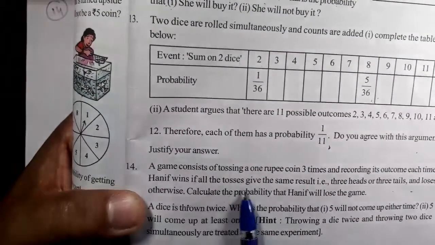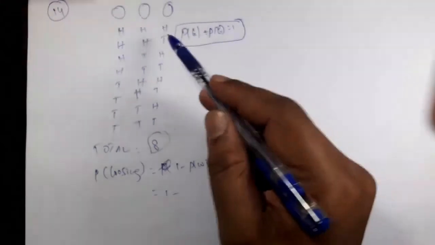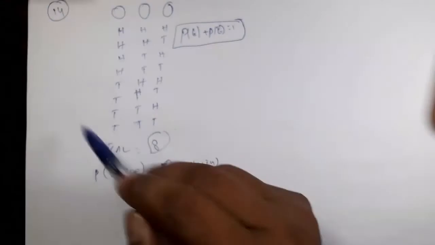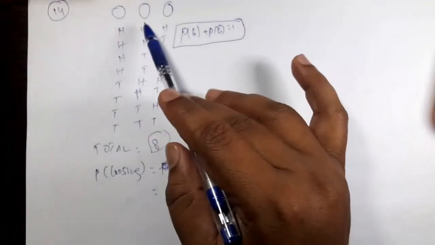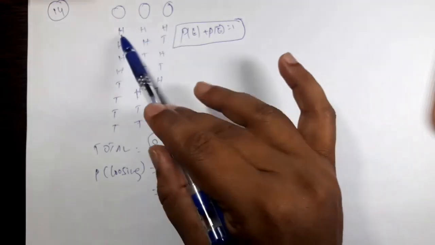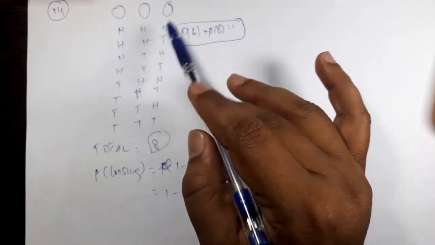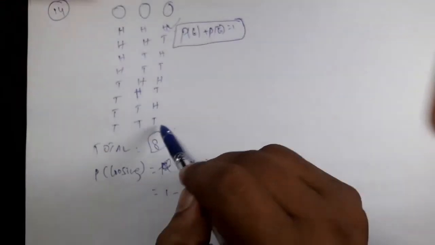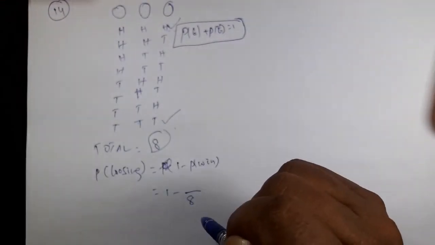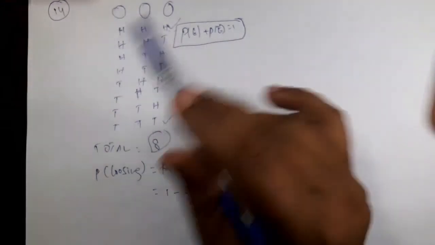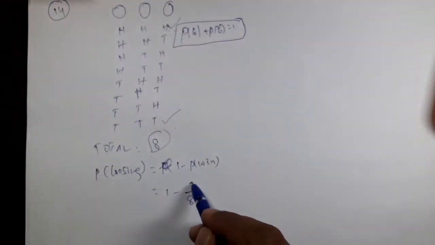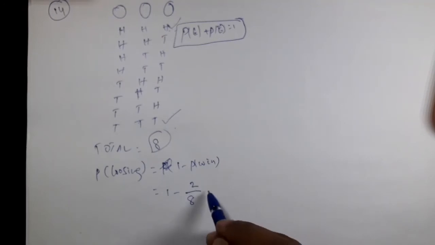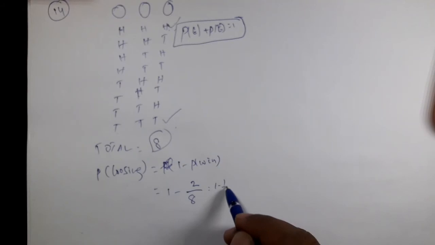He wins if all tosses give the same result. Of these 8, the denominator is of course 8. Coming to the numerator, how many have the same result? The first toss, second toss and third toss should give the same result, meaning all heads, or all tails. Only these two of the 8 are favorable. So the numerator is 2 by 8, so this is 1 minus 1 by 4, that is 3 by 4.